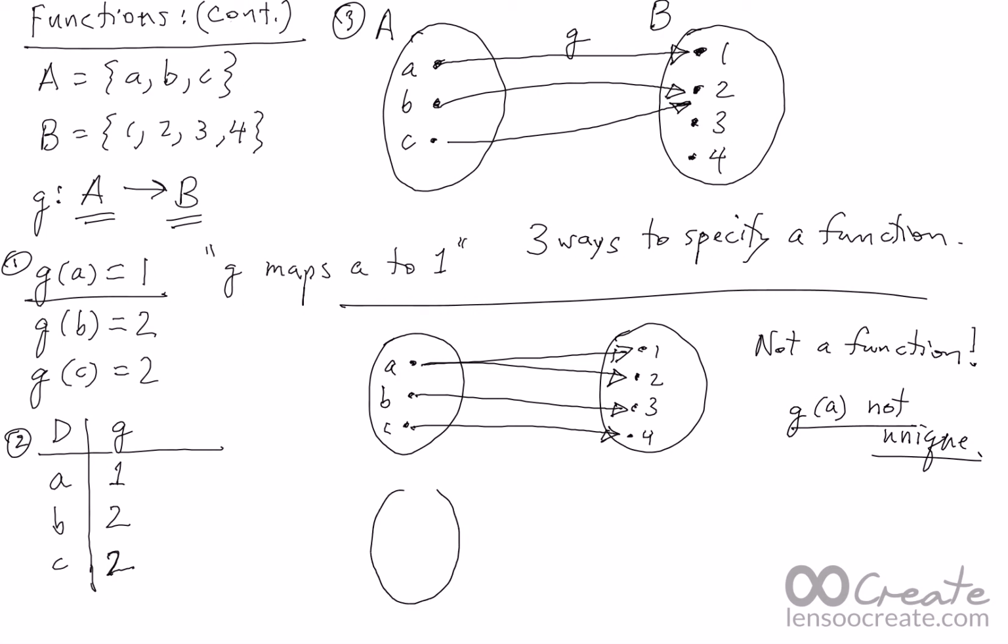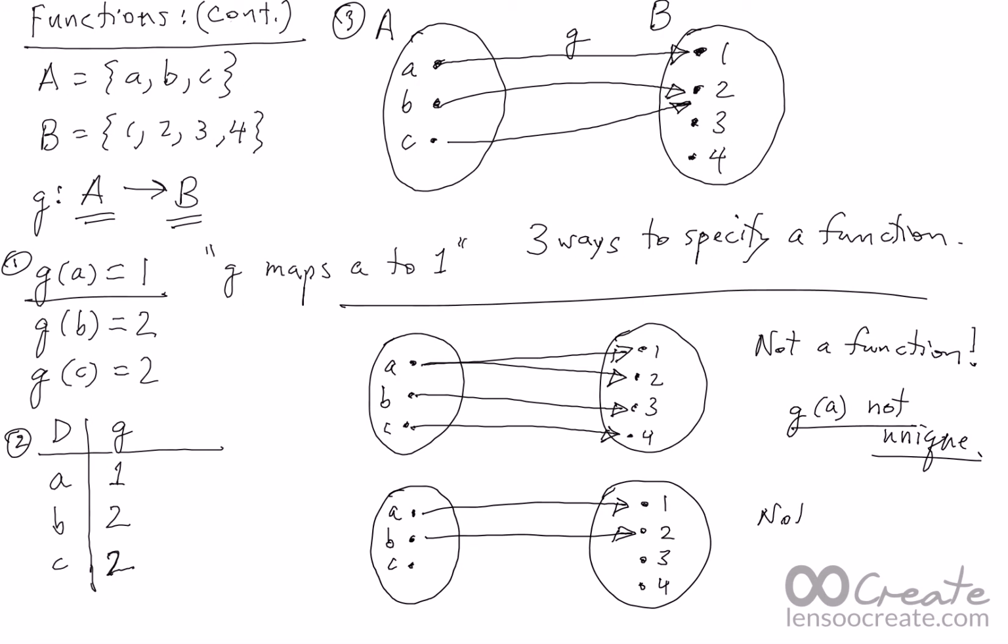Here's another case where I'm defining it graphically and where I don't have a function. Let me label it up real quick here. Suppose I map a to 1 and b to 2 and leave it at that. Then I've got a problem here. This is not a function because g of c is not defined. And we have to define our function's behavior on all of the elements in the domain.